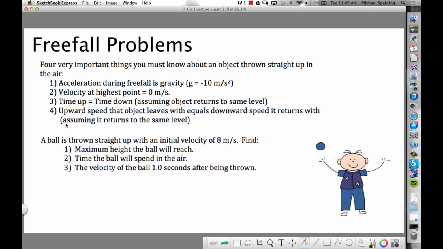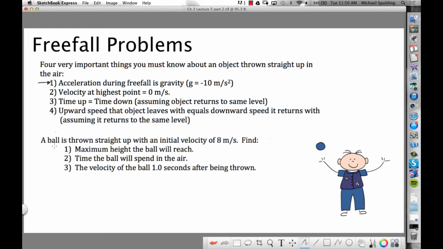An object in free fall is where the only force present is gravity, like a ball flying through the air, or like you ride your bike off this gnarly jump. As soon as you leave the ground, you would be in free fall, because gravity is the only force on you. So for an object in free fall, number one, the acceleration is equal to gravity, -10 meters per second squared. If you're doing problems in the homework book, use 9.8, so that your answer matches the answer in the back of the book. But in class, for worksheets, we just use 10. On the AP exam, you're going to use 10.